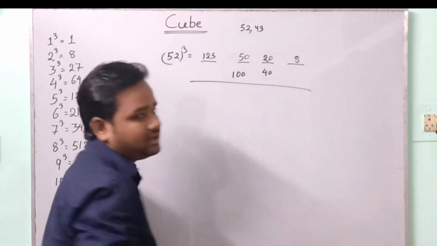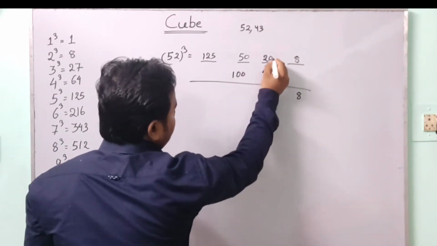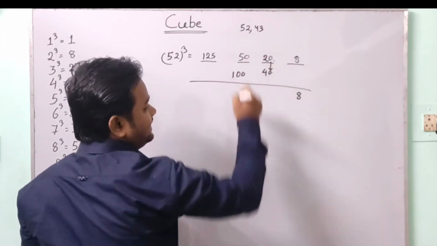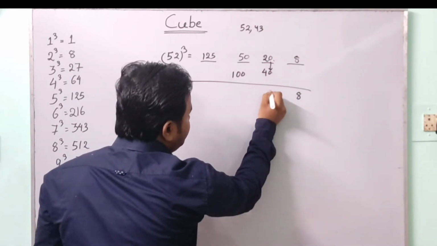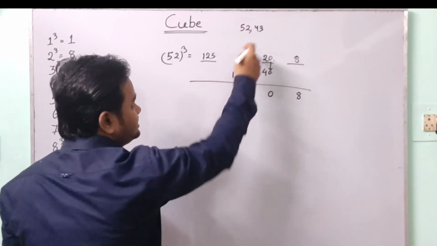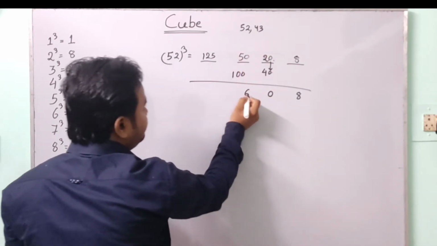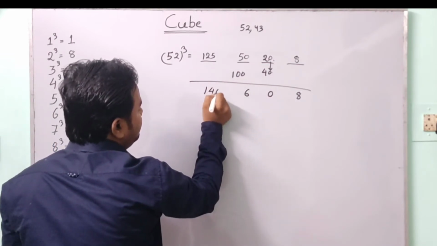Now the last step is to add the numbers. It is 8, 20 and 20. Only this place will be added and this place will be carried. So 20 plus 40 is equal to 60. 60 means 0 will be written here and 6 will be carried. So 6 here, that means it is 156. So 6 will be here and 15 is carried. So 15 plus 125 is equal to 140.